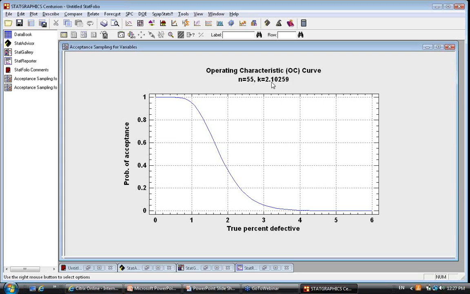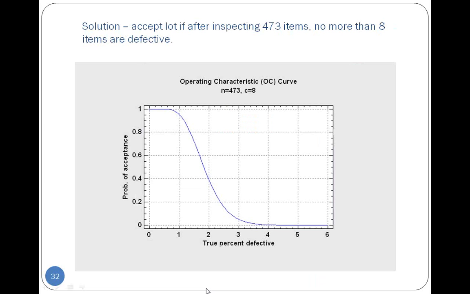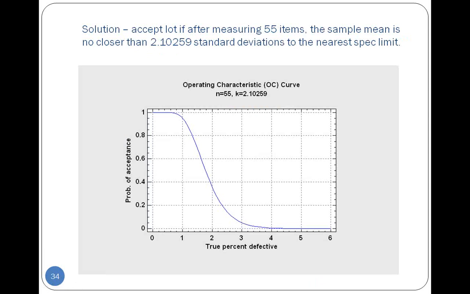Right? More work, of course, if you need to measure something. And in some cases, it doesn't make any sense. There's nothing to measure. But if there is something to measure, you can get away with much smaller samples by measuring than just by inspecting and calling things good or bad. As I said, the copy of my PowerPoint slides have these two examples in them. In this case, after measuring 55 items, the sample mean is no closer than 2.10259 standard deviations to the nearest spec. We accept the lot.